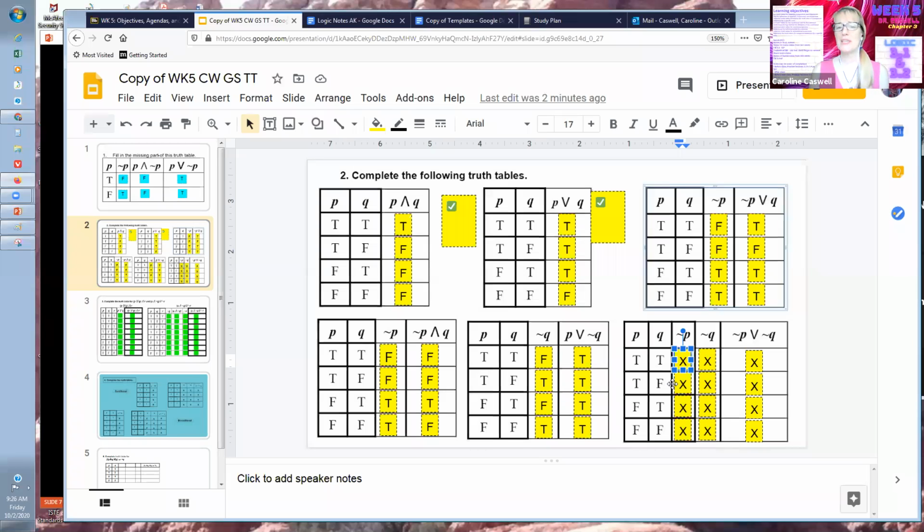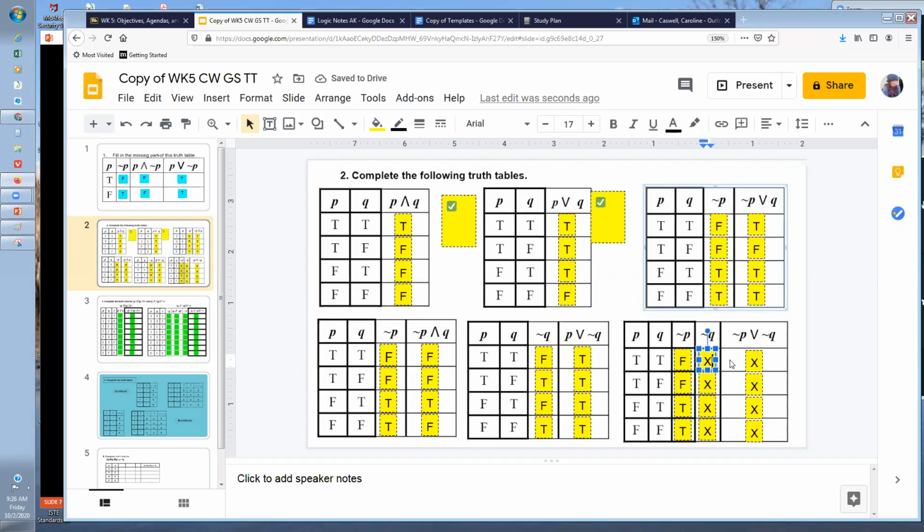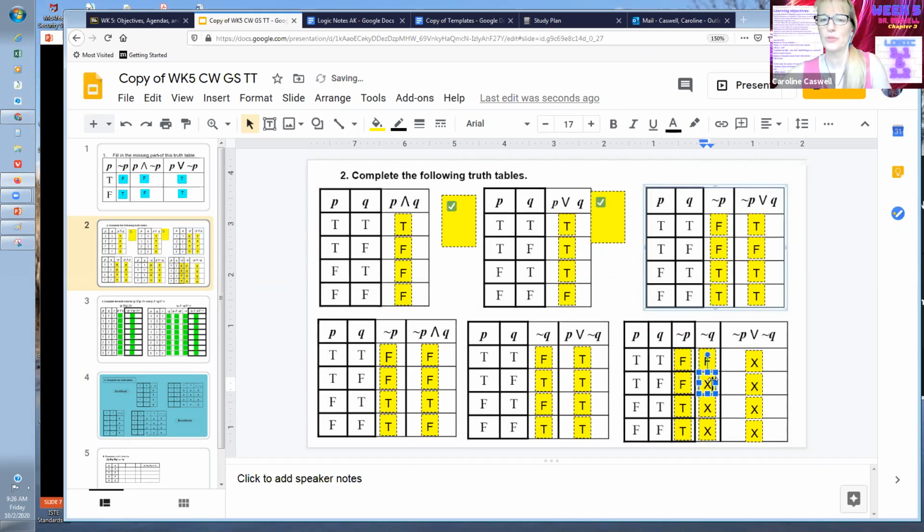How'd we do on our not P's? What do we have? False, false, true, true. Good. And how about not Q? What will that look like? False, true, false, true. Very good.